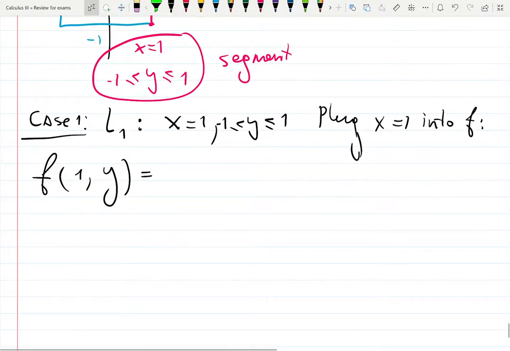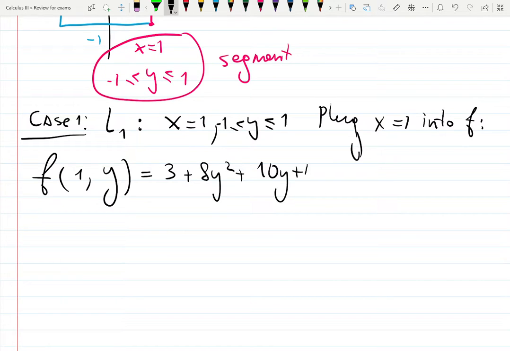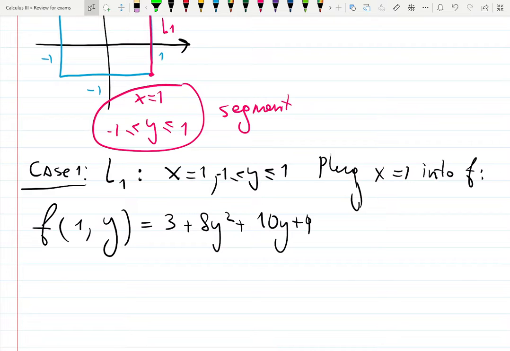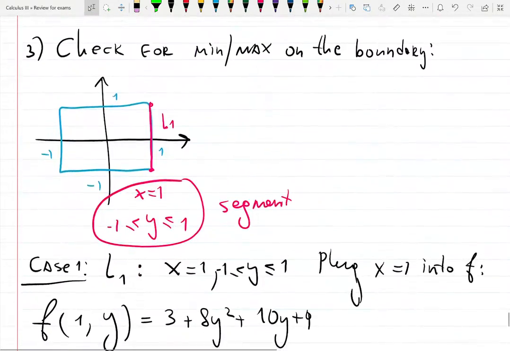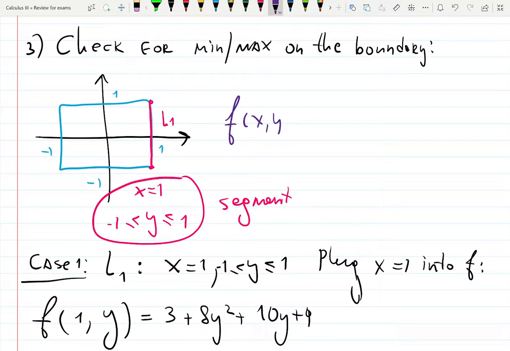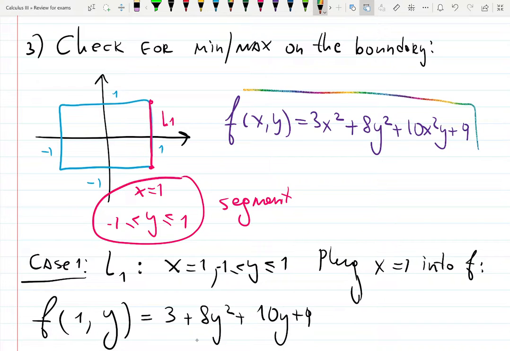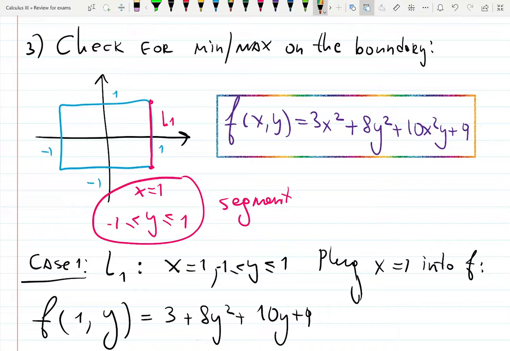Let's write down 3 plus 8y squared plus 10y plus 9. I would actually rewrite again the whole function because we're going to be needing it quite a lot right now. So f(x, y) equals 3x squared plus 8y squared plus 10x squared y plus 9. Put it in the fat rainbow box because we'll be plugging a lot of stuff into it right now.